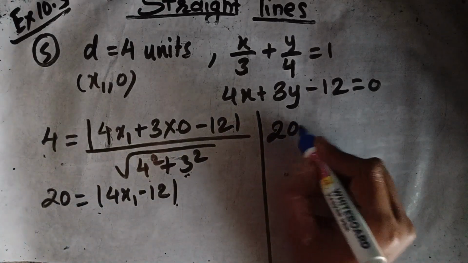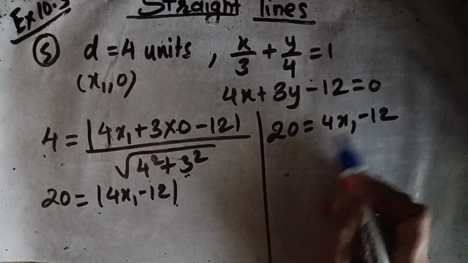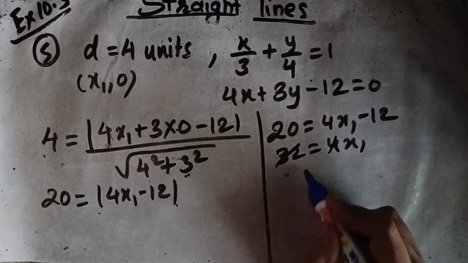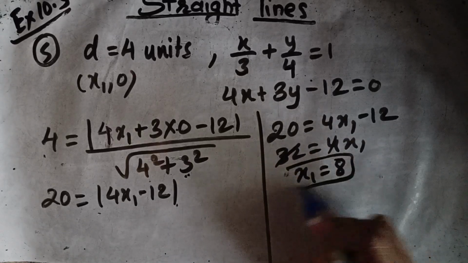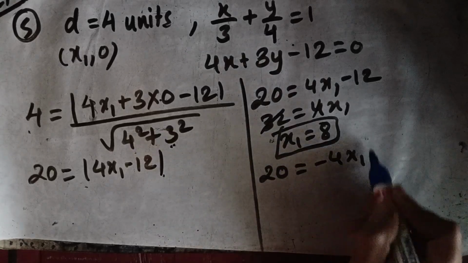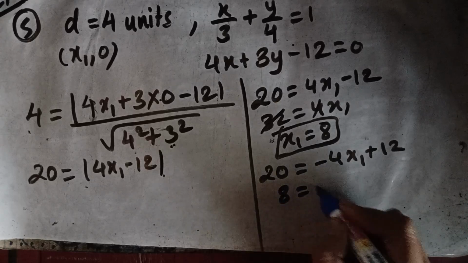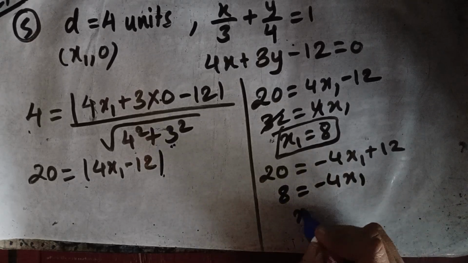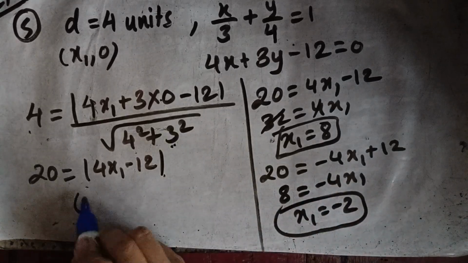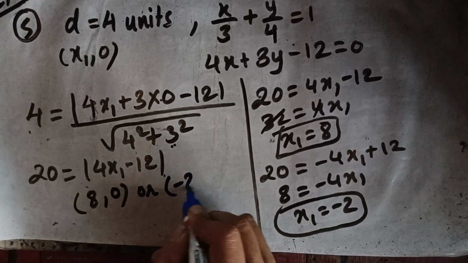First one is positive. So 20 plus 12, 32. So x1 is 8. Okay. And for the negative value, minus 4x1 plus 12, 20 minus 12, 8. So x1 is minus 2. Okay. So the 2 points are 8 comma 0 or minus 2 comma 0.